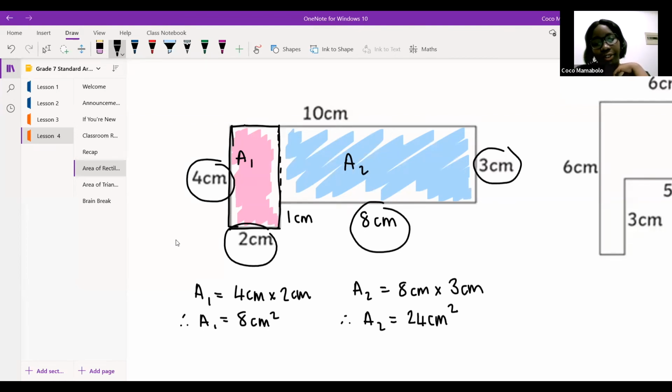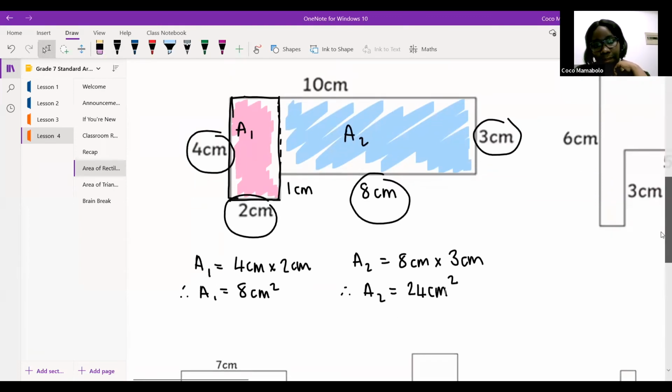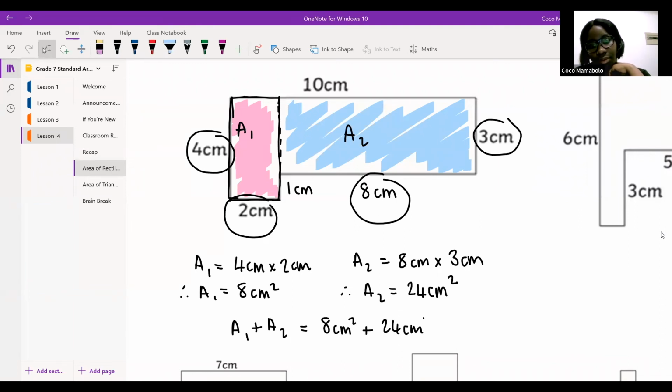Good. Now I have to add them together, yes? It is A1 plus A2, which is going to be 8 centimeters squared plus 24 centimeters squared, which is equal to 32 centimeters squared. Excellent. All right. Do you see how we do that?